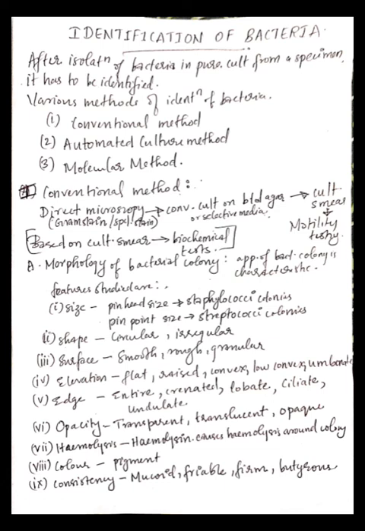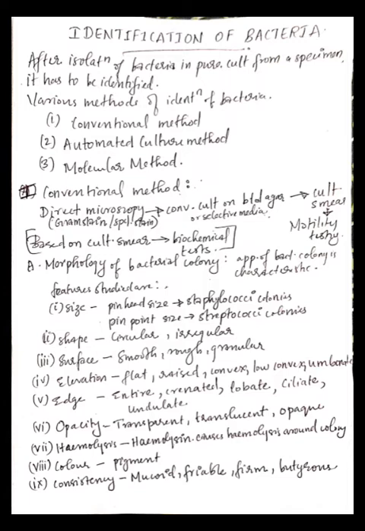So we are going to learn about identification of bacteria. After isolation of a bacteria in pure culture from a specimen, it has to be identified. There are various methods for identification of bacteria, such as: first one, conventional method or old method; second one, automated culture method; third one, molecular method.